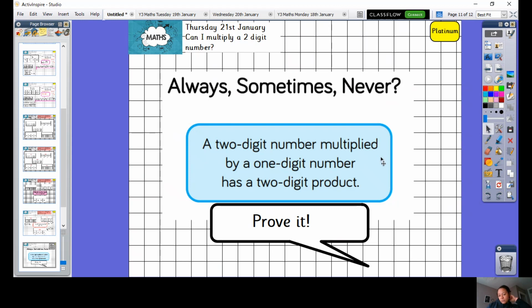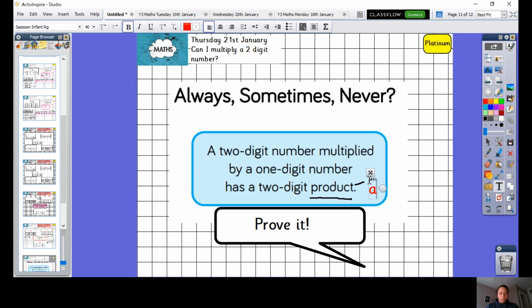So a 2-digit number multiplied by a 1-digit number, that's what we've been doing all this week, always has a 2-digit product. So when I say product, basically that's another fancy word for answer. Okay, so when I'm thinking about the word product here, you might want to be thinking, well, what does product mean? It means answer. Okay, I'll write that there to help you. Your job is to prove it. So to prove your answer, if you think it's always, prove it. If you think it's sometimes, prove it. If you think it's never true, prove it. So pause the video here and give it a go.